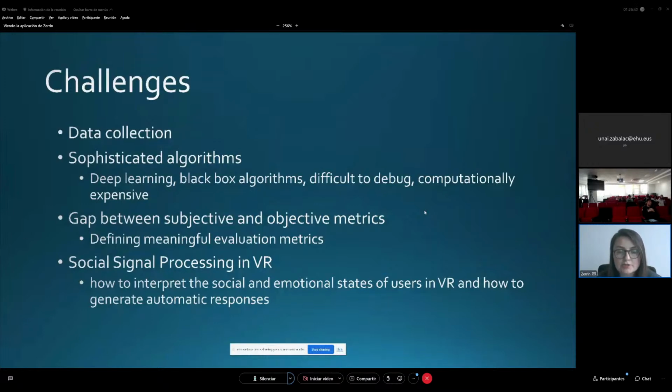The other challenge is the evaluation. There's a gap between subjective and objective metrics. I briefly touched on this topic. Sometimes in this kind of research, objective metrics might show very good results, but when you look at the subjective results, it might not directly match. So it's really important to do the subjective and objective evaluations in parallel, and also to define meaningful evaluation metrics, and also do a lot of benchmarking.